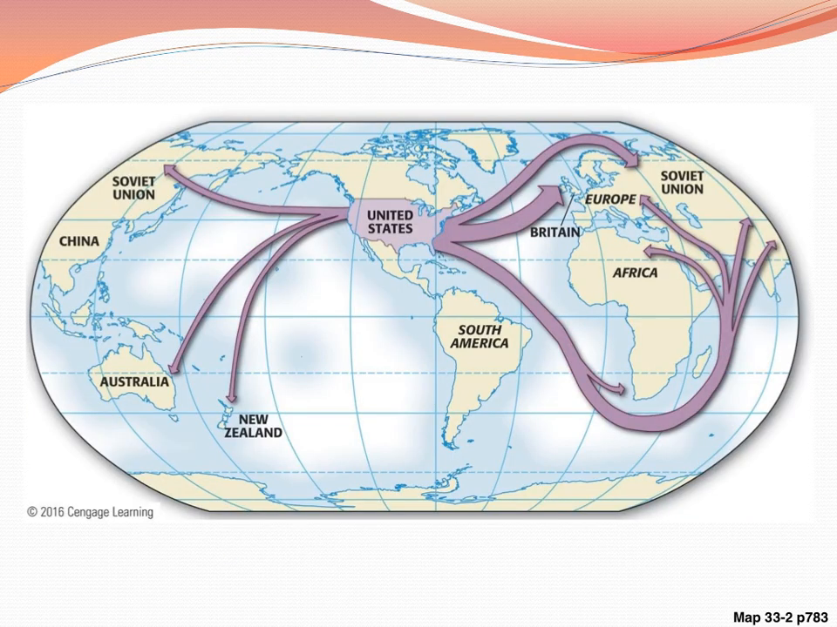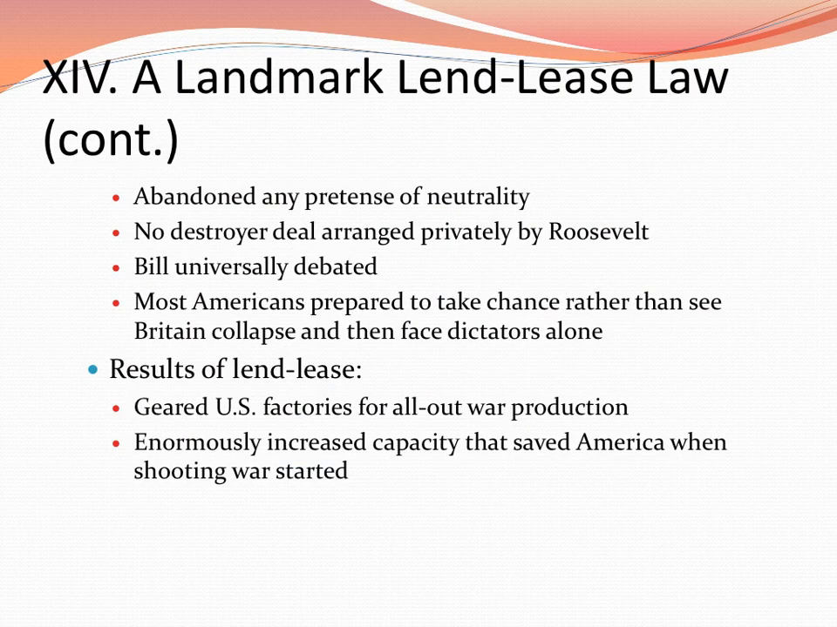You can see now where all the places that the United States began to send aid. It abandons any pretense of neutrality. Most Americans prepared to take the chance rather than see Britain collapse. This got the war production going, which enormously increased capacity. And when the United States wanted to get in the war, we were ready to go.